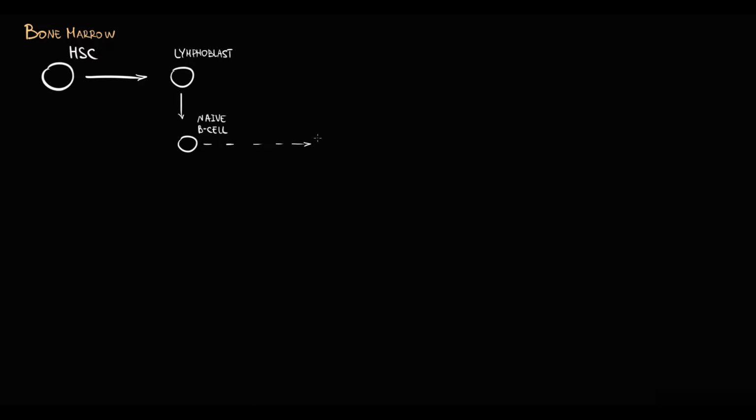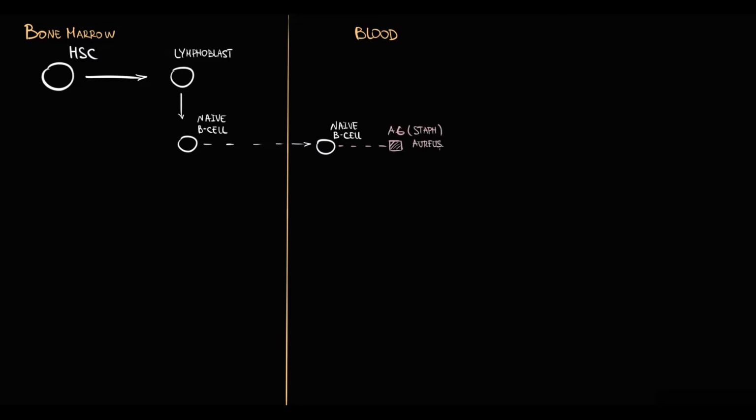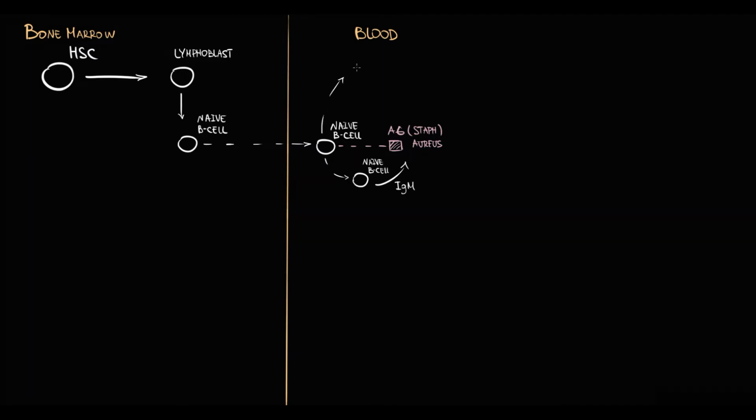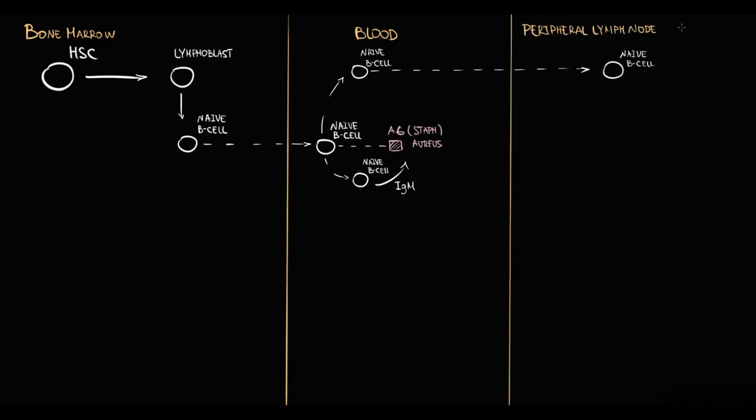Then these naive B cells enter into the blood, where they circulate in the resting state until they meet an antigen. And when antigen stimulation occurs, let's suppose by Staphylococcus aureus, the minority of them begin to fight straight away. They begin to produce the default low-affinity immunoglobulin M antibodies. But the majority of naive B cells migrate into the peripheral lymph nodes, where in the germinal centers they undergo class switching and somatic hypermutations. As a result, mature B cells are produced.